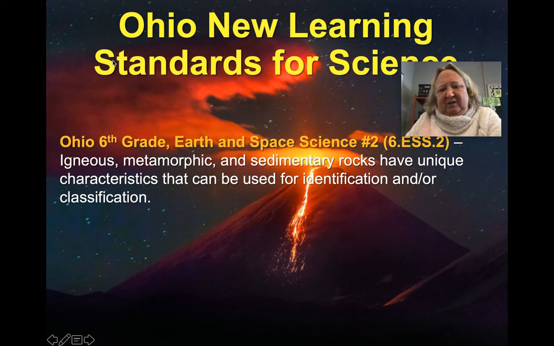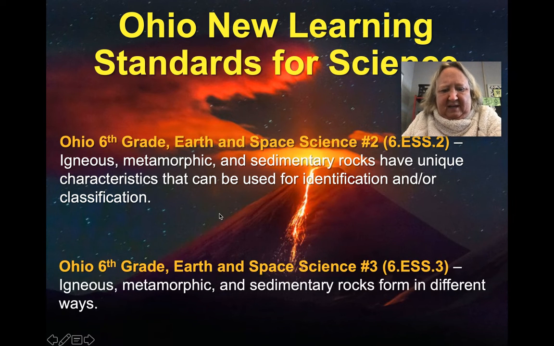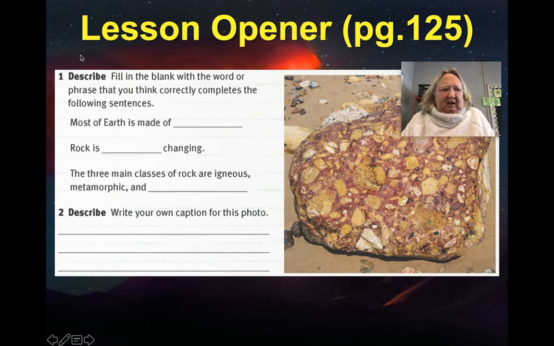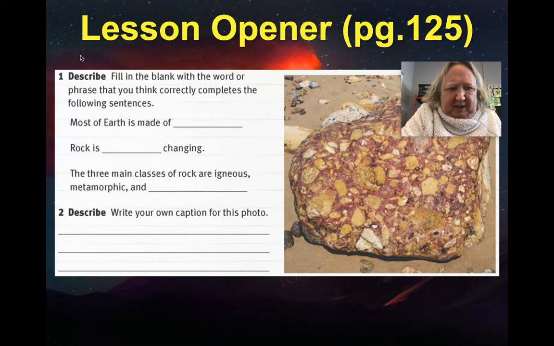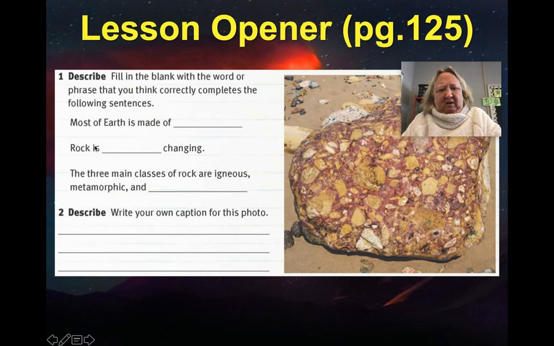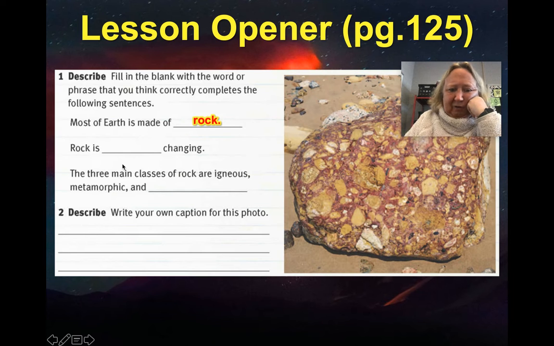Okay, standards for the state of Ohio. It's about the rocks. They have unique characteristics, and they form in different ways. That's most important for us today. All right, so if we look here, fill in the blank with the word or phrase that you think correctly completes the following sentences. What do we think? Most of the earth is made of rock. And what do we think for this next block? Rock is always changing. Rock is never changing. Rock is sometimes changing. Well, it's always.